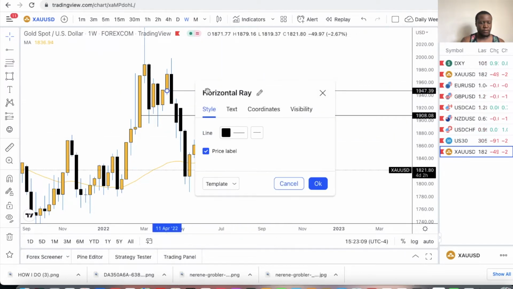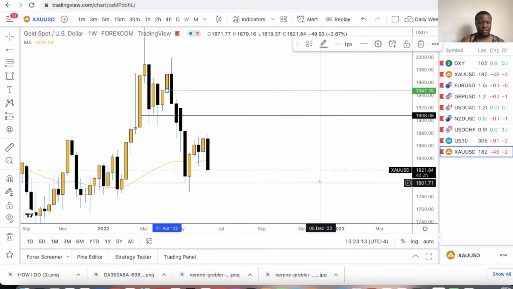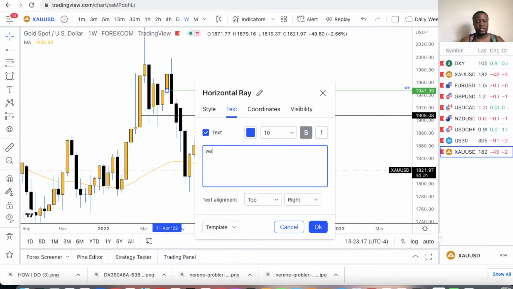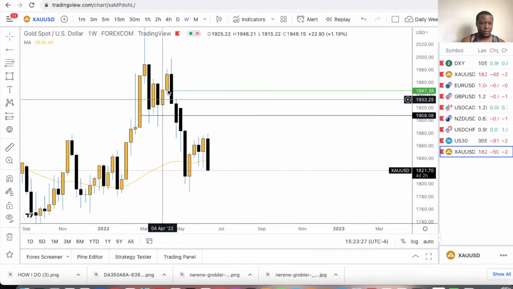So for the weekly level, we got this weekly right here. I'm gonna change it to green. You could also write down what it is, like weekly resistance type of thing. You can see it's right here. For me, I'm not gonna do it. So we got weekly resistance.